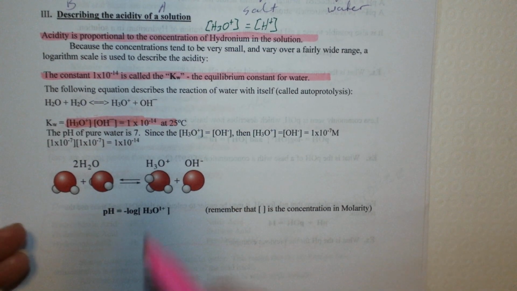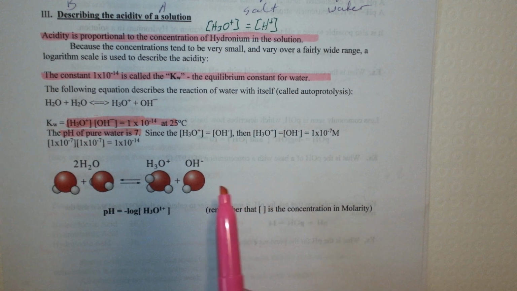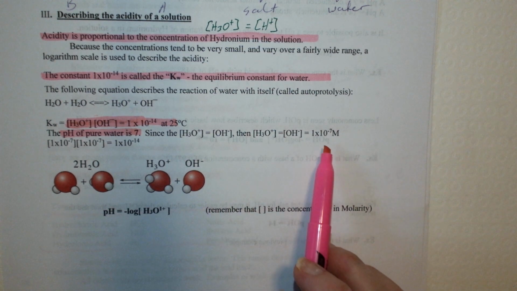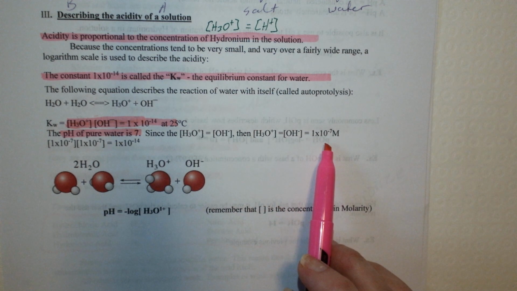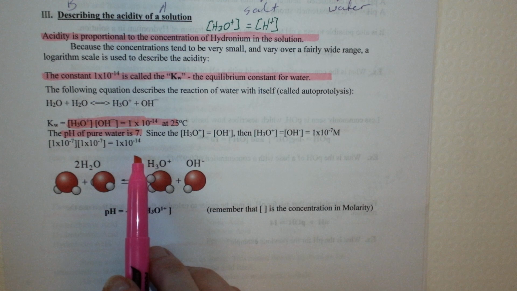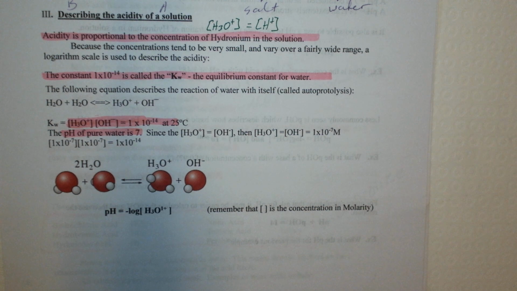Okay, it says the pH of pure water is 7. So that means you have the same amount of hydronium as you do hydroxide in pure water. So in pure water, the amount of hydronium is equal to the amount of hydroxide, which is 1 times 10 to the negative 7th molar. If you multiply 1 times 10 to the negative 7th molar times 1 times 10 to the negative 7th molar, you get 1 times 10 to the negative 14th, which is water's ionization constant. Okay, so to flip this around, we want to use a logarithmic scale to give us powers.